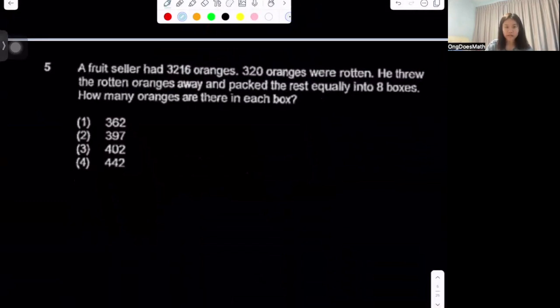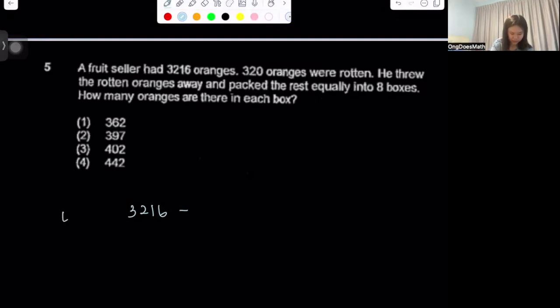A fruit seller had 3216 oranges. 320 oranges were rotten. He threw the rotten oranges away and packed the rest equally into 8 boxes. How many oranges are there in each box? So the seller started with 3216. And he had to throw away the rotten oranges, which means now he has lesser oranges. Lesser means you have to minus.